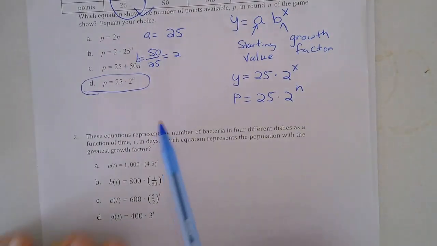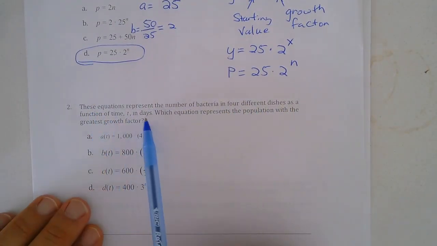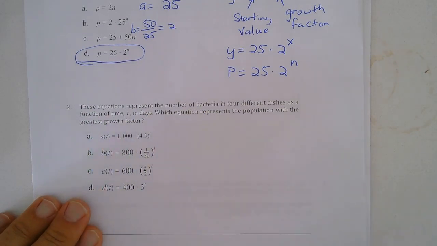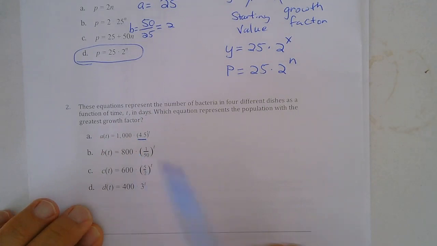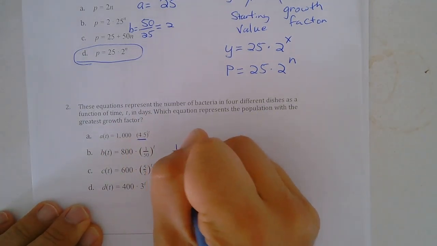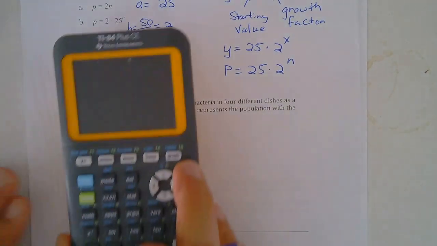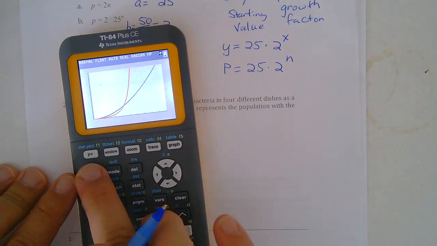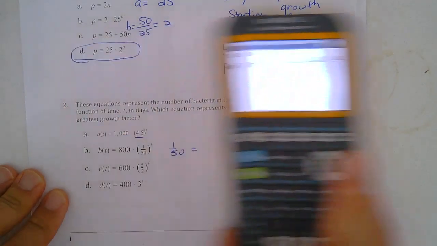Then on here, the equations represent the number of bacteria in 4 dishes. Which equation has the highest growth factor? Well, here, so far, 4.5 is the biggest. If I take 1 divided by 50 and turn it into a decimal, I can check that in a calculator. Let me just clear that out for you. So 1 divided by 50 gives us 0.02.